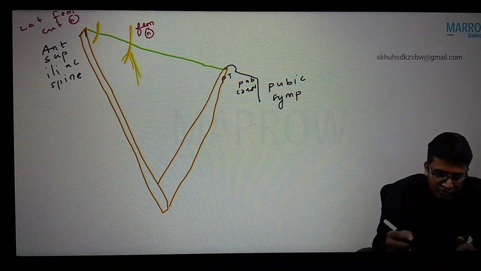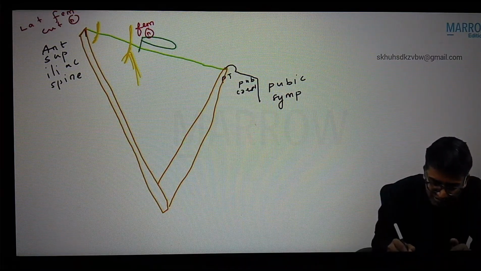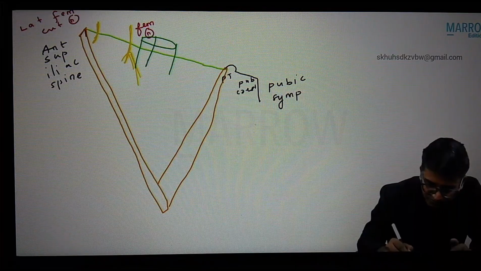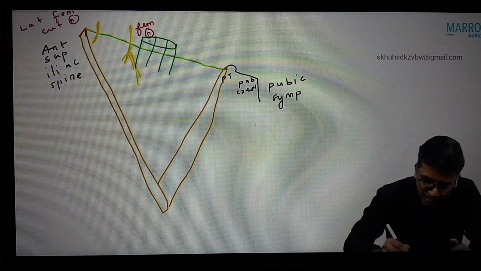Okay. And then we have the femoral sheath. Now the femoral sheath has 3 compartments. And in the lateral compartment of the femoral sheath, we have the femoral artery.